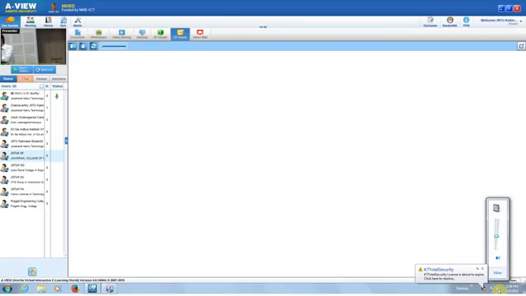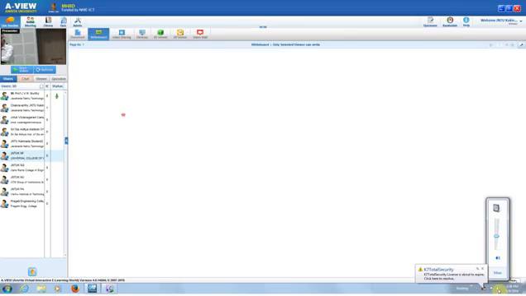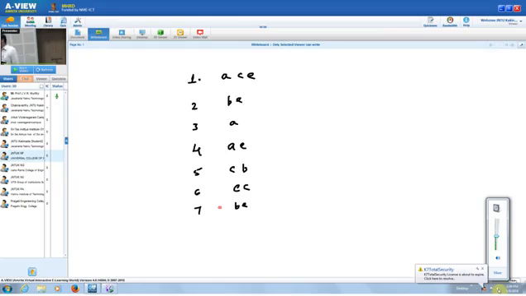Suppose transaction 1 has the items A, C. Transaction 2 is B. Transaction 3 is A. Transaction 4 is only A. Transaction 5 is C. Transaction 6 is G. Transaction 7 is B. Okay, these are the transactions. Let us suppose you have 7 transactions like this.